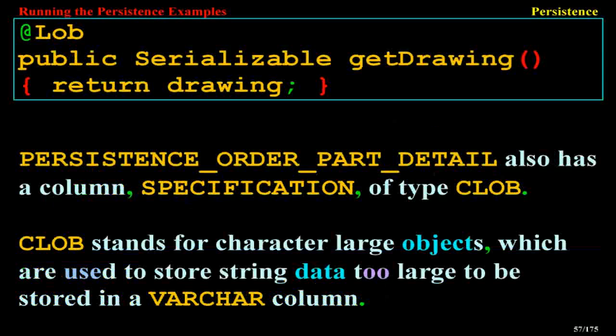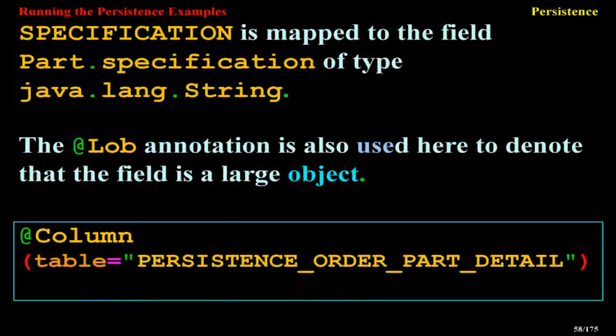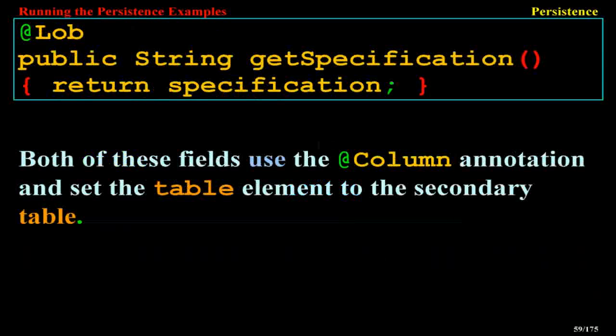PERSISTENCE_ORDER_PART_DETAIL also has a column, specification, of type CLOB. CLOB stands for character large objects, which are used to store string data too large to be stored in a VARCHAR column. Specification is mapped to the field PartDetail.specification of type java.lang.String. The Lob annotation is also used here to denote that the field is a large object. Column table equal PERSISTENCE_ORDER_PART_DETAIL. Lob public String getSpecification() returns specification. Both of these fields use the Column annotation and set the table element to the secondary table.